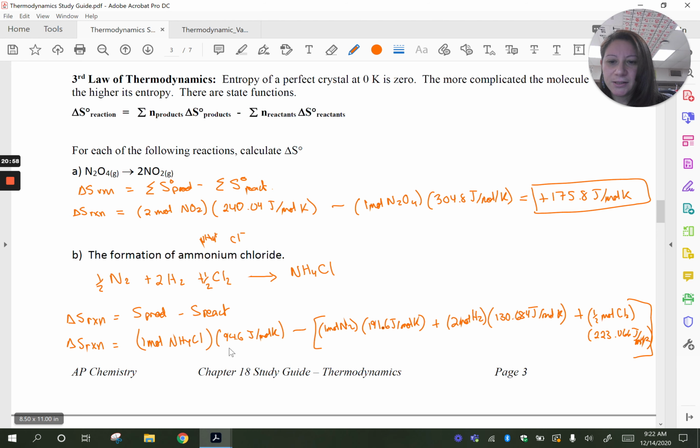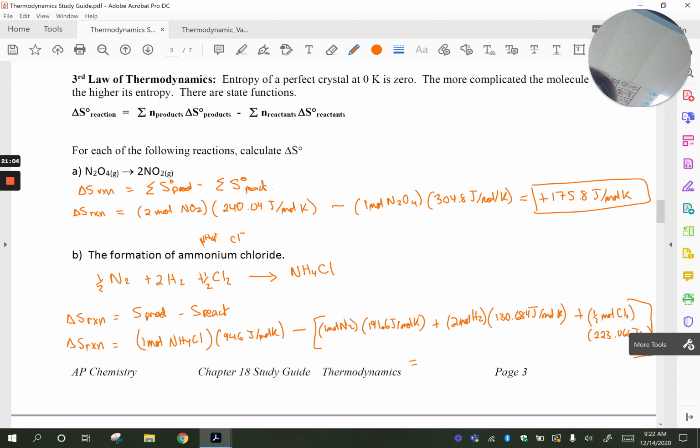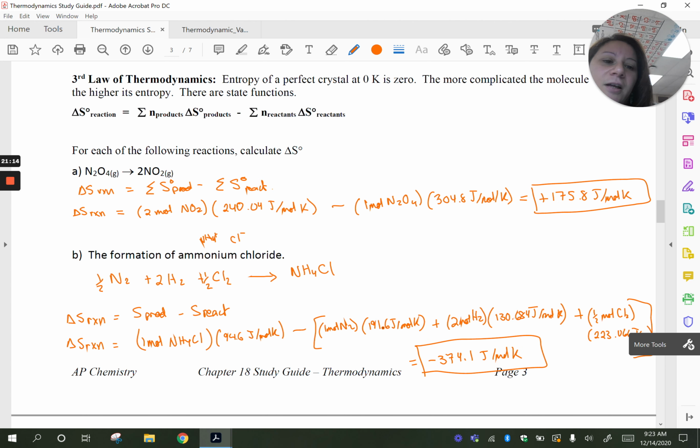So products minus the reactants. If you go ahead and do your calculation, you're going to get that delta S is negative 374.1 joules per mole Kelvin. So as we predicted, it was negative. So this reaction is entropy driven. This one is not entropy driven.